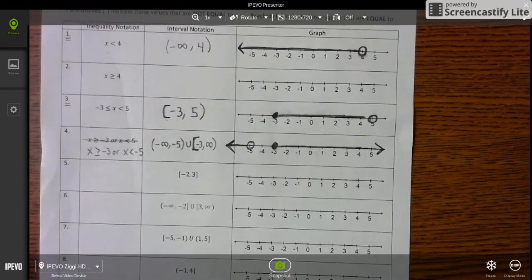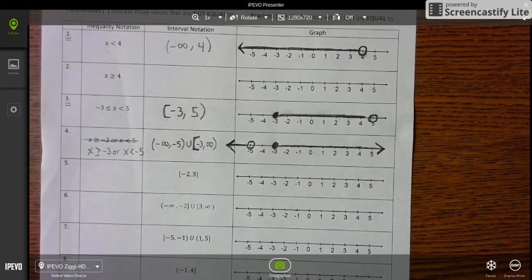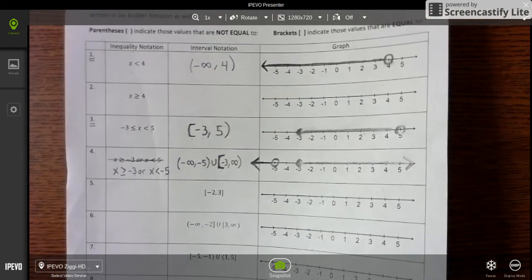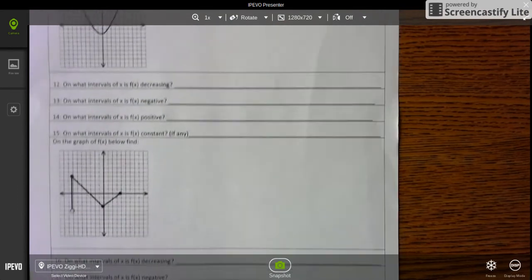Now, if these 3 problems worked, you should be able to use that information to answer problems 2, 5, 6, 7, 8, 9, 10, and 11. All right, let's turn the page.